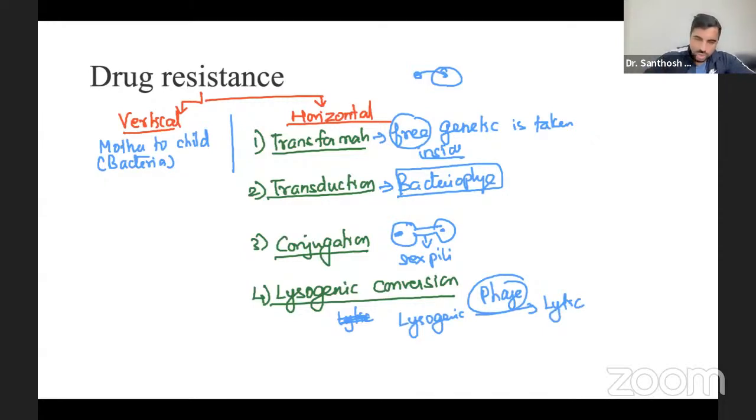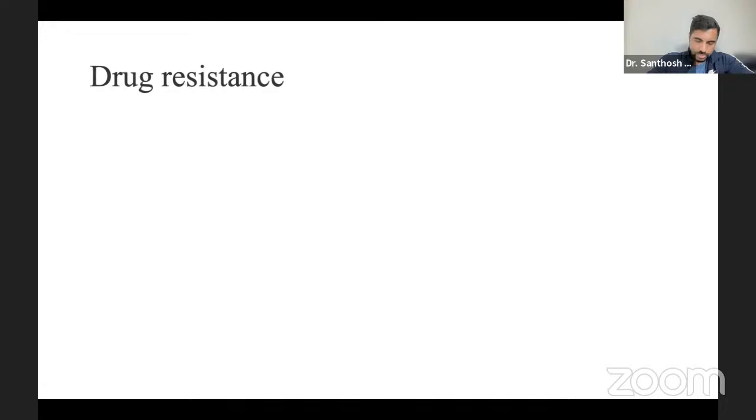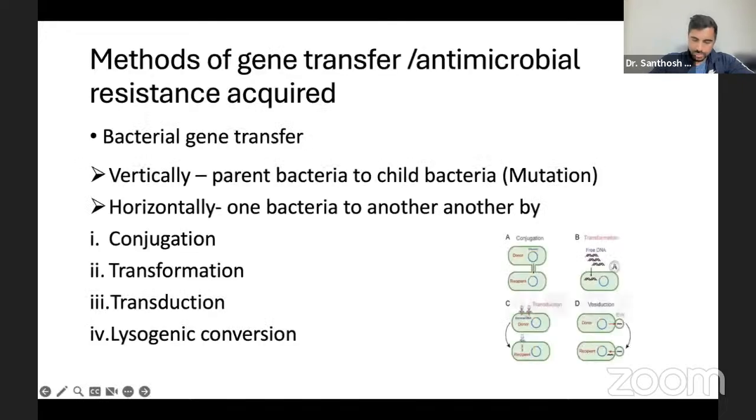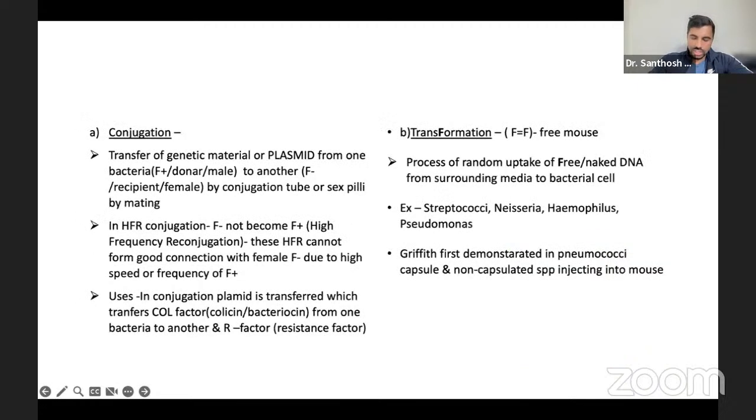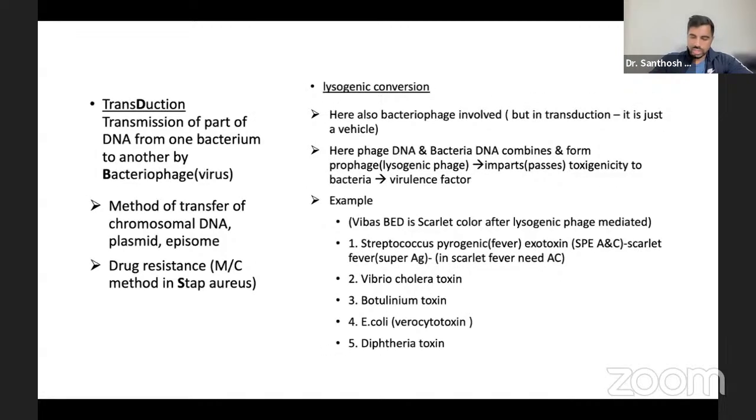Now you can go into the detail because we're getting short of time. Everything is explained in this. This is the method, very clearly mentioned, vertical or horizontal. Then again, each thing, conjugation, transformation, we don't have much time to say, so you go through this. We have explained it in other topics. Transduction, lysogenic conversion, and the examples are given very clearly. Go through this much only. It's easy.